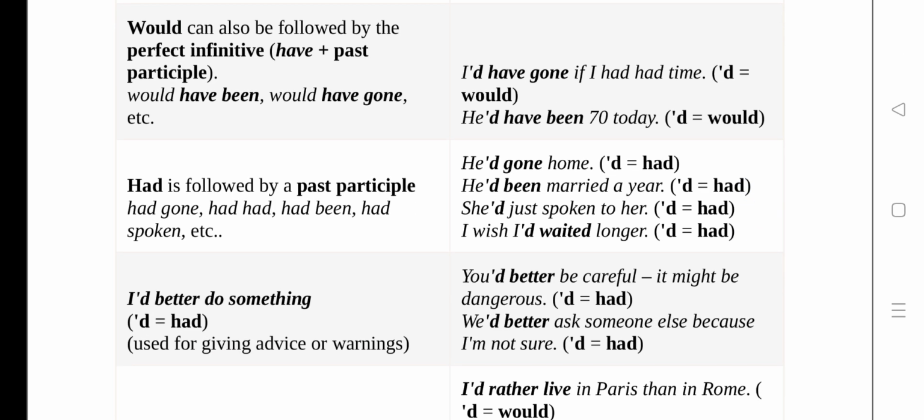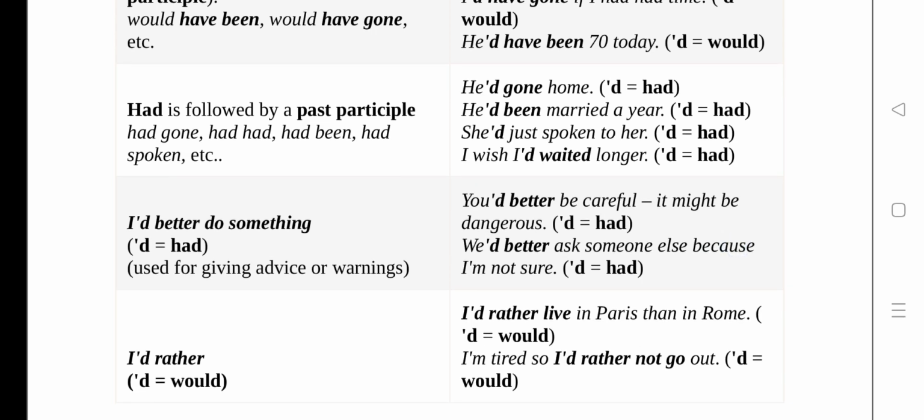Now come to had. Had is followed by a past participle: had gone, had been, had spoken. So it is the past perfect tense. If it is the past perfect tense, it automatically comes to our mind that it is the contraction of had. So he had gone, or he'd gone. He'd been married a year. So it is had plus past participle.